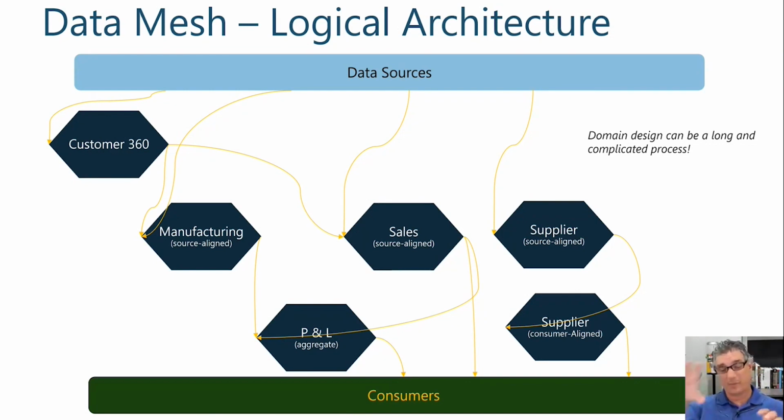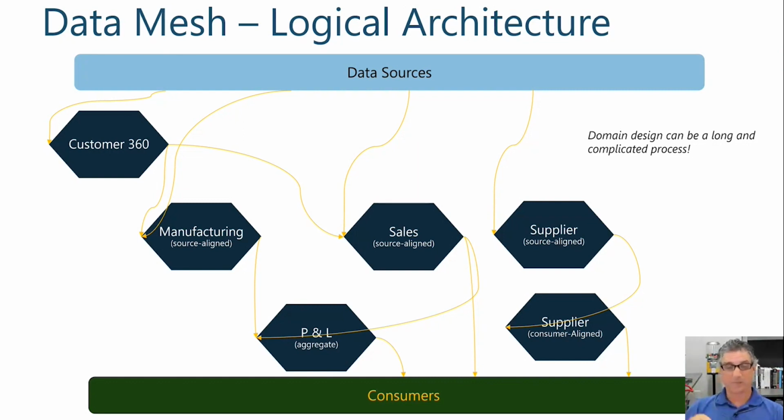So you may need to make a copy of that data that's more consumer aligned, more friendly for people outside the domain to understand. You also may have aggregate domains, which are combining multiple domains into one, because it would be too slow to have queries and reports run against data that's sitting in many domains and that needs to be combined. So instead, we pre-combine all that data into an aggregate domain, and then the consumer can use it.